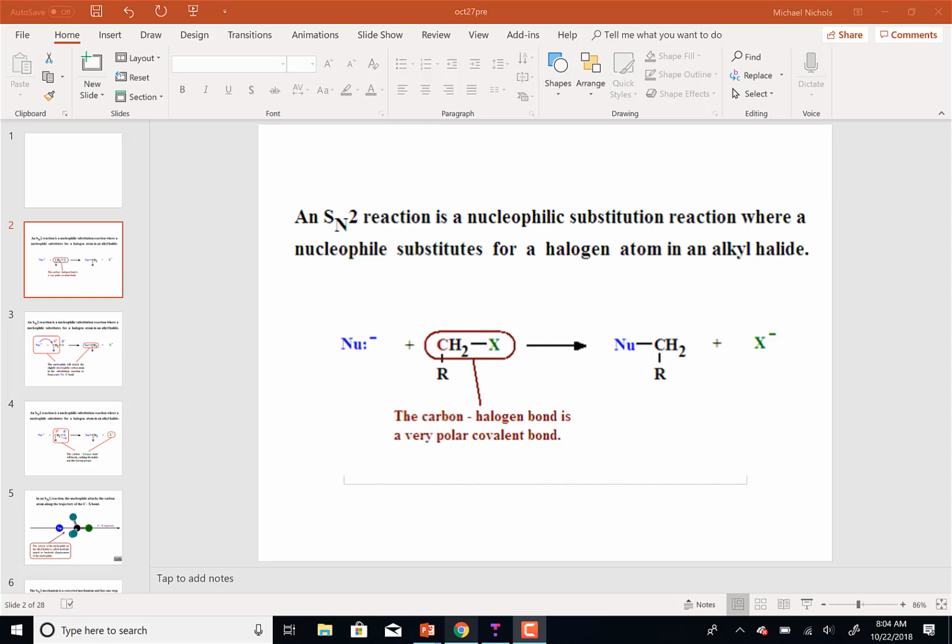So were there any questions about the SN2 if you looked at the book or if you looked at the video? So does that mean I can ask you questions about it? So I guess it does.